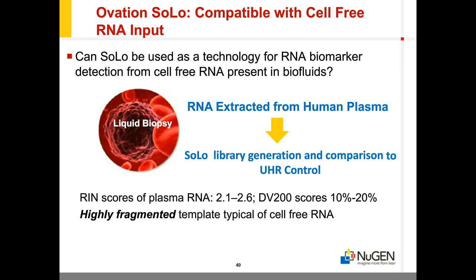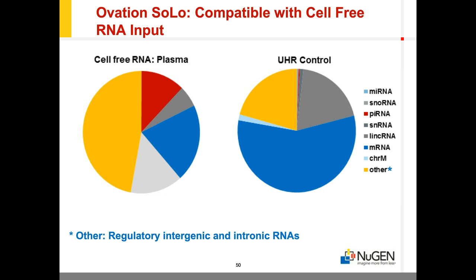As is typical of cell-free RNA, an analysis of the input plasma RNA revealed it to be highly fragmented, with RINs of 2.1 to 2.6 and DV200 scores from 10 to 20%. Once we generated final libraries and sequenced them, we compared the distribution of RNA classes detected between the plasma RNA samples and the UHR control.